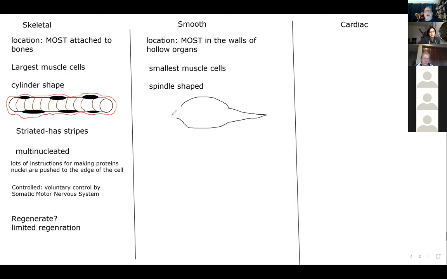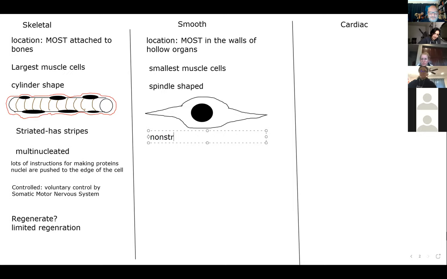Obviously, this is not drawn to scale with my skeletal one next to it, but that's kind of what a spindle shape looks like. You've got a large centrally located body and these two tapered ends. Why is smooth muscle called smooth? Because it's smooth, which means that it has no stripes. So it is non-striated. No stripes.